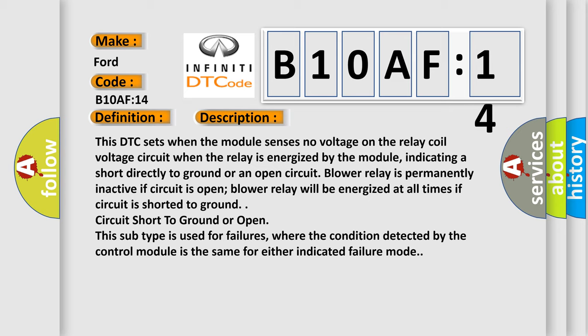Blower relay is permanently inactive if the circuit is open. Blower relay will be energized at all times if the circuit is shorted to ground. Circuit short to ground or open. This subtype is used for failures where the condition detected by the control module is the same for either indicated failure mode.